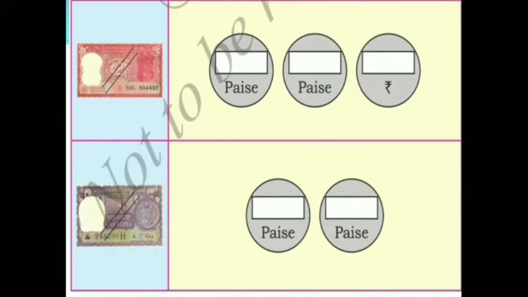Next we have a 2 rupee note. We should find 3 coins which are equal to 2 rupees. Which coins can we take? Yes, 50 paise, 50 paise and 1 rupee coin make 2 rupees. Next we have a 1 rupee note. We should find 2 coins which are equal to 1 rupee. Which coins can we take? Yes, 50 paise and 50 paise coins add up to 1 rupee.